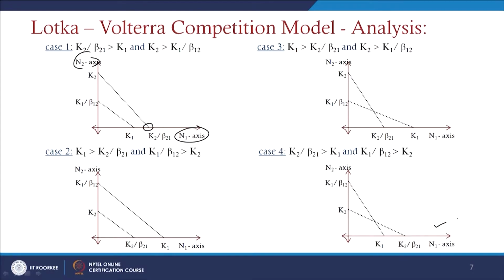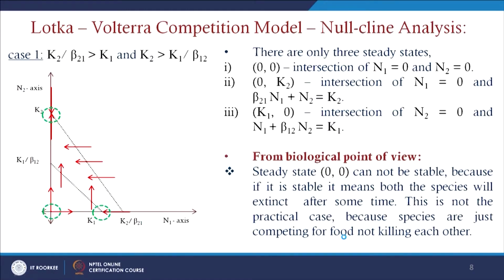And for case 3, we are getting that whenever k1 is greater than k2 by beta 2 1, we will have k2 by beta 2 1 less than k1, and k2 larger than k1 by beta 1 2. If we connect these 2 points, there is an intersection of these lines, or these null lines.